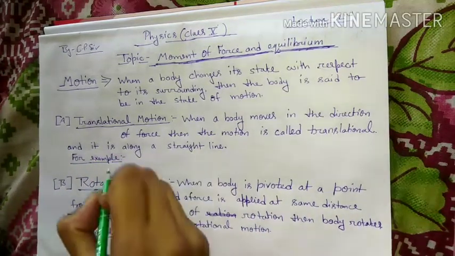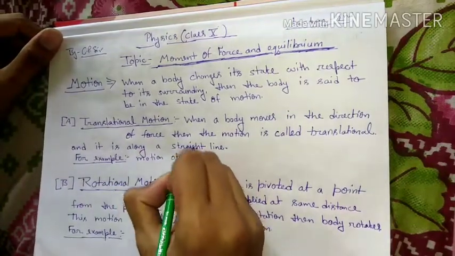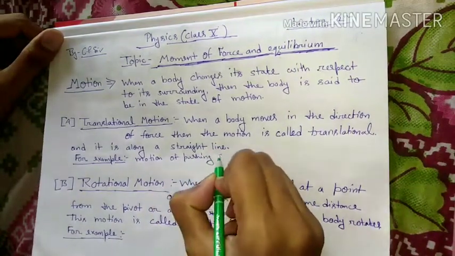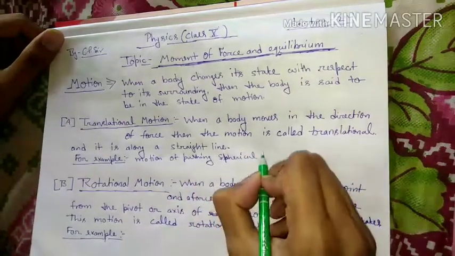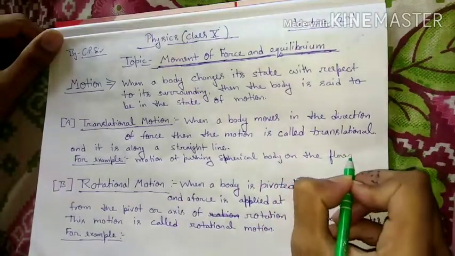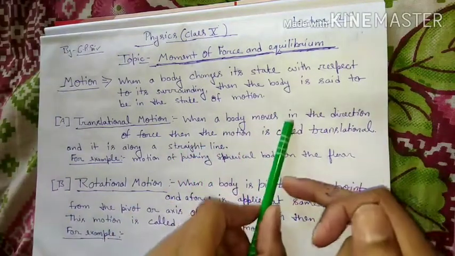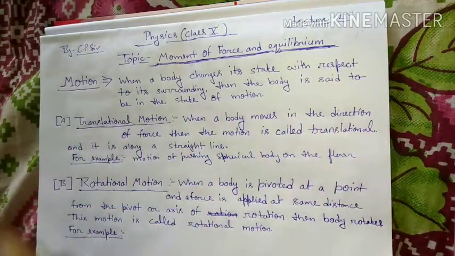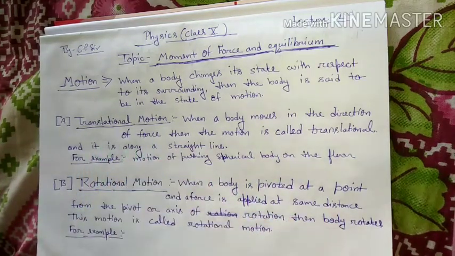For example, motion of pushing a spherical body on the floor. When you apply a force on the spherical body, it will move along the direction of the applied force. Means that motion of the spherical body is known as translational motion.